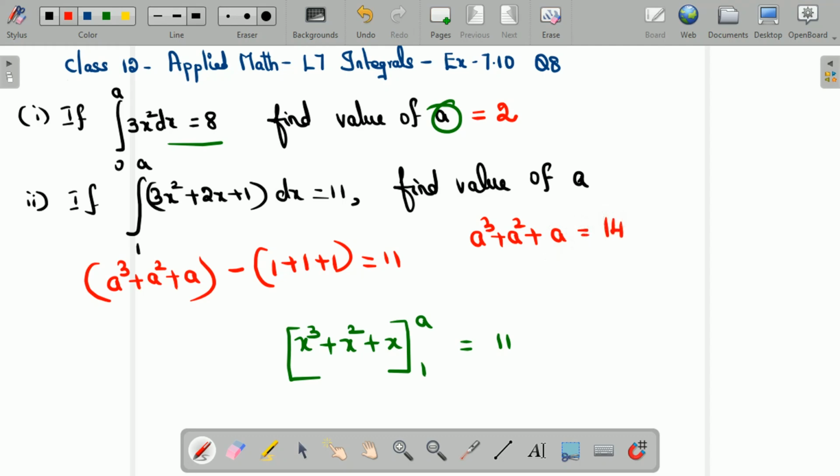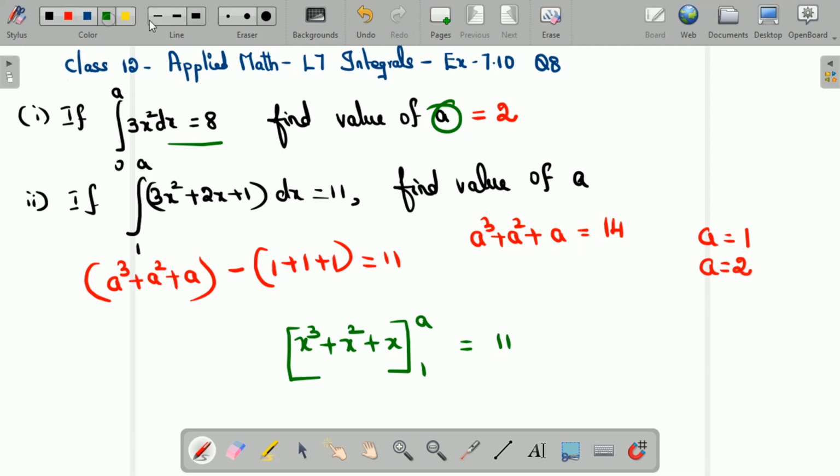Now this is going to be a trial and error method only, because we have a cubic expression. So first let's find out. If you put a equal to 0, it doesn't make sense. So let's try a equal to 1. If you try a equal to 1, this will be 1 plus 1 plus 1. So it is not true. So let's try a equal to 2.